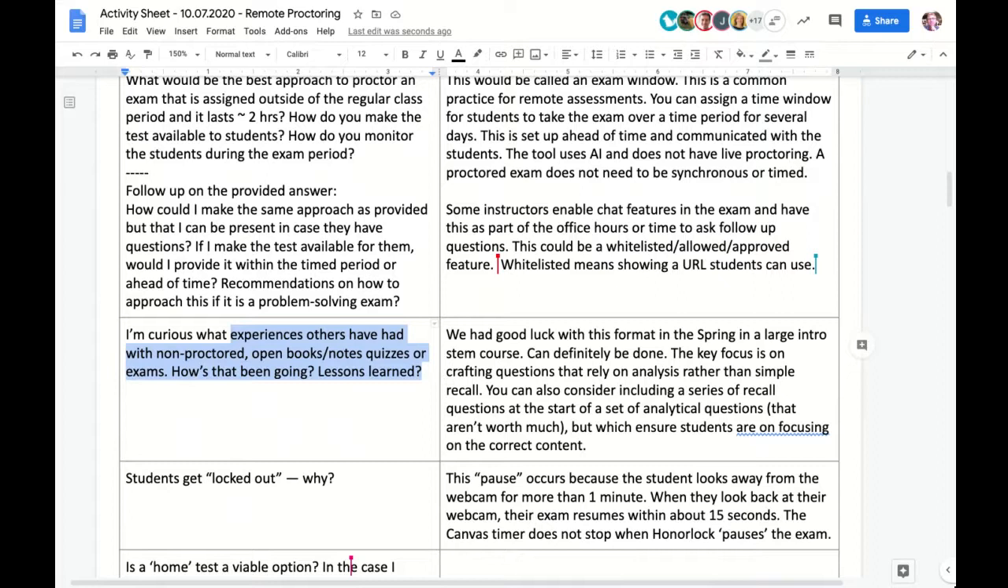Are you finding new ways to not do proctored exams? I want to open up to all of the participants here and see if there's anybody who's got a favorite open book or note quiz or non-proctored exam that they've had experience with. Are you seeing the students cheating or other concerns? I'll give you 30 seconds to be brave and answer. Raise your hand. All right, Haley.